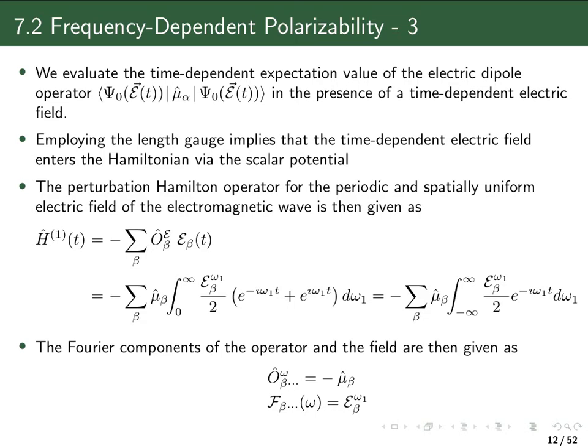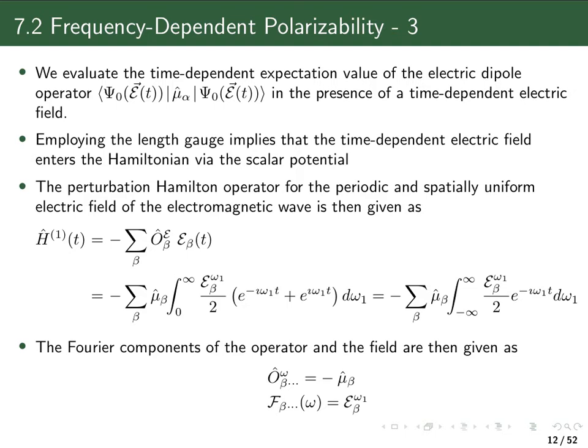Now we have to figure out what the perturbation Hamiltonian, and therefore our perturbation operator, is. As we just saw in the section before and also in chapter 2.9, if we apply the dipole approximation, or long wavelength approximation, and then the length gauge, then the time-dependent electric field enters the Hamiltonian via the scalar potential.